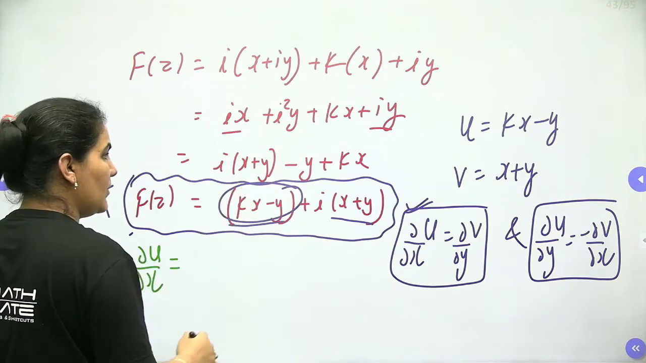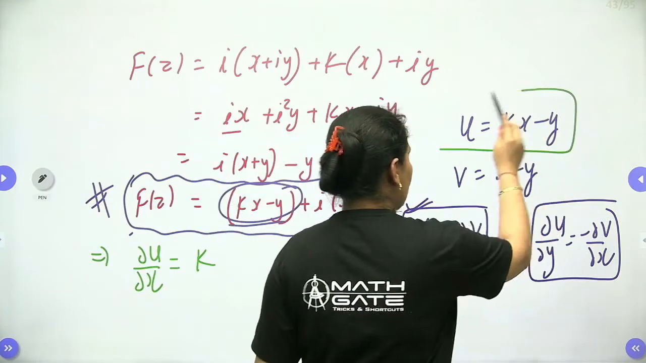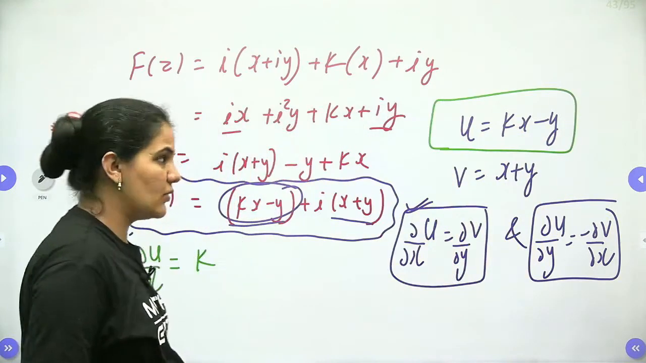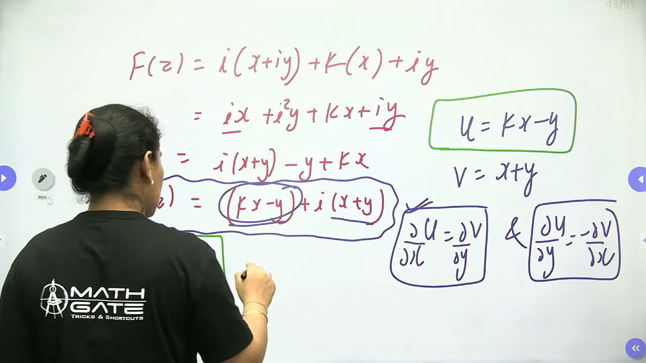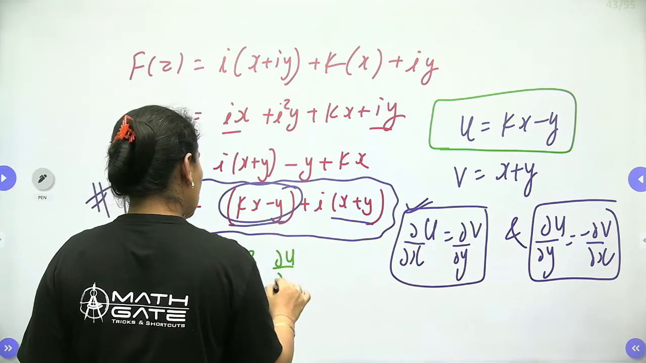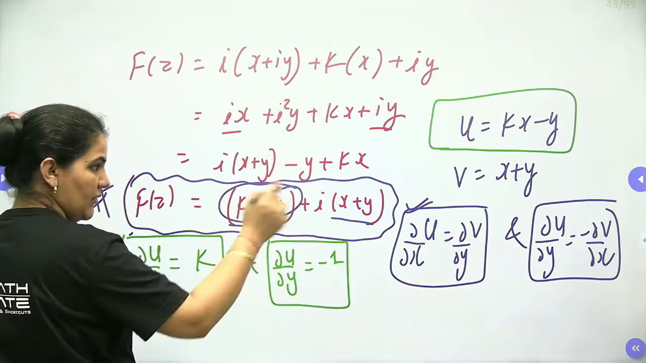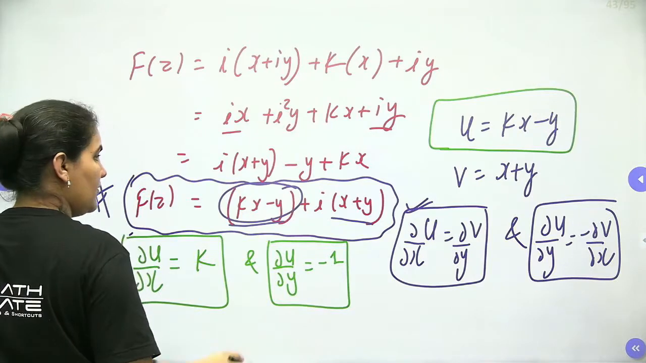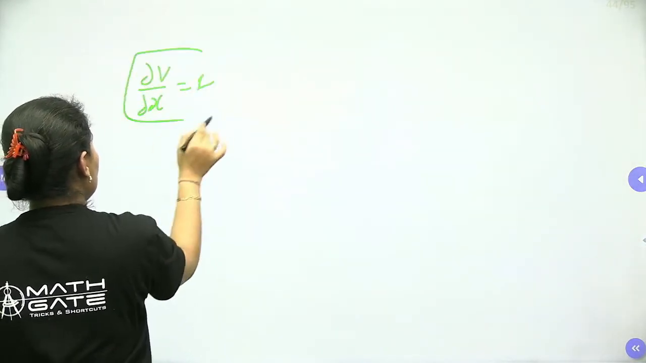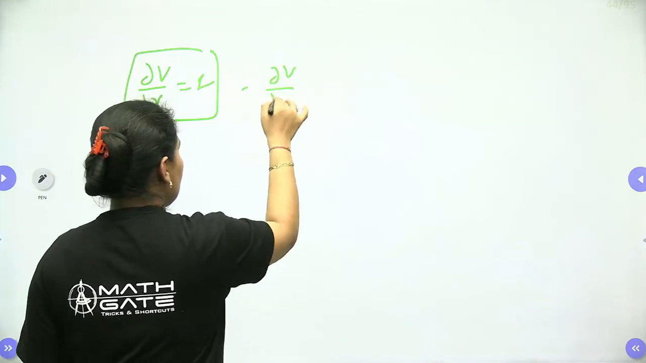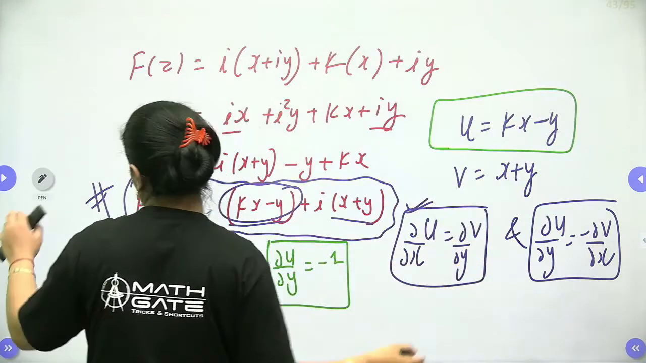So we can find ∂u/∂x. Partially differentiating u with respect to x gives k only. So ∂u/∂x = k. When we partially differentiate u with respect to y, it will be -1. When we partially differentiate v with respect to x, it will be 1. When we partially differentiate v with respect to y, it will be 1, right? Let's put the values here.